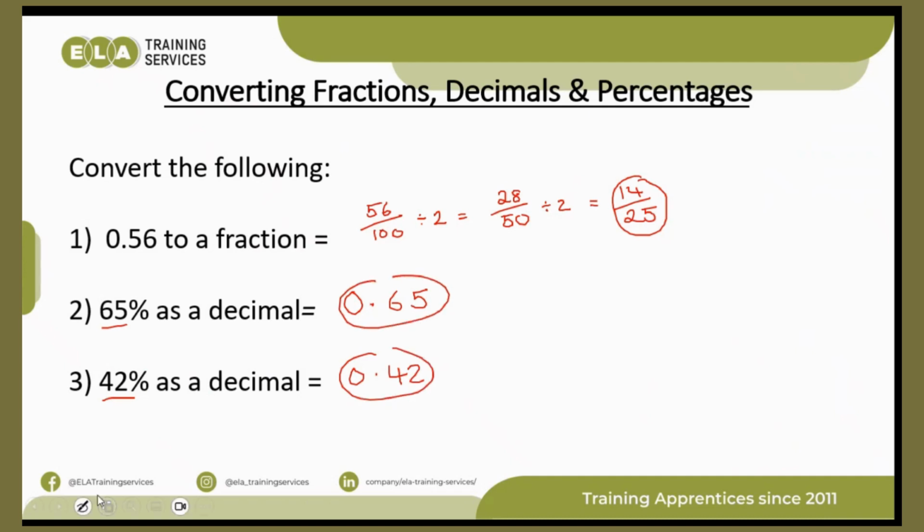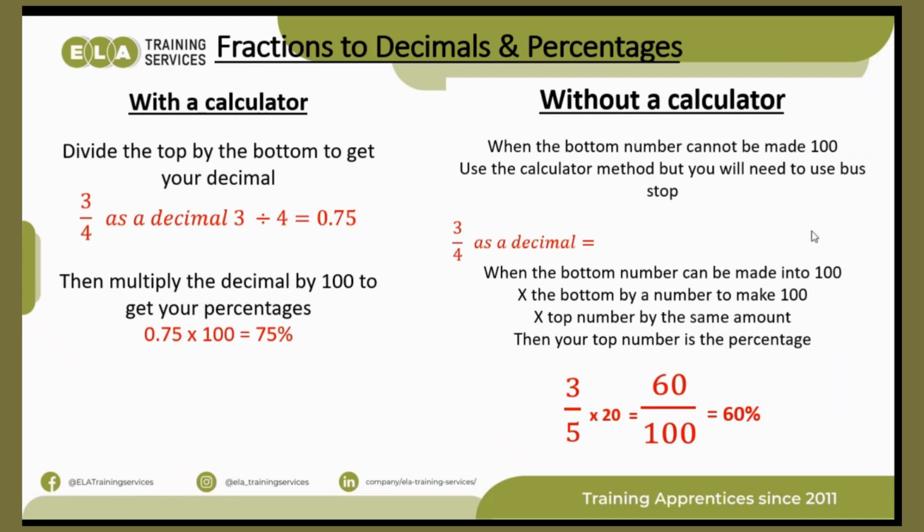Okay, so we're now going to have a look at how we actually change fractions to decimals and percentages with and without a calculator. So with a calculator, we divide the top by the bottom to get your decimal. So 3/4 as a decimal would be 3 divided by 4, which would give you on your calculator 0.75. And then to transfer that into a percentage, you would then multiply the decimal by 100 to get your percentage. So 0.75 times 100 is 75%.